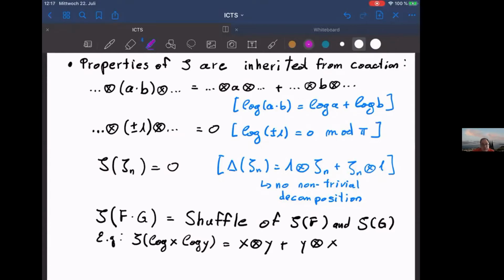I'm not going to prove this formula. You can actually prove it. But it's always true that the symbol of a product is the shuffle product of the symbols. Okay. Are there questions up to here?